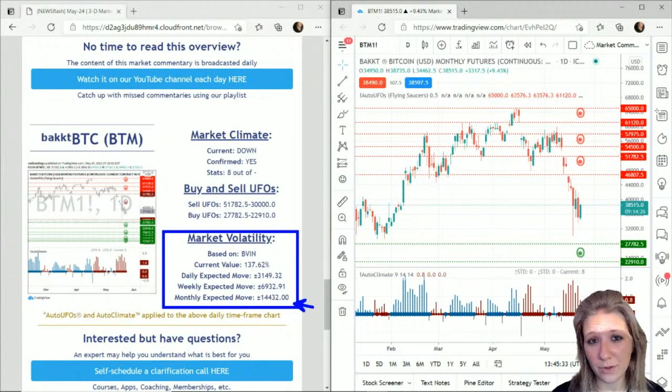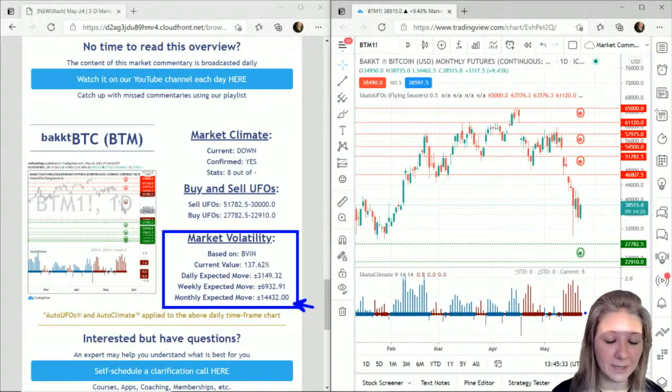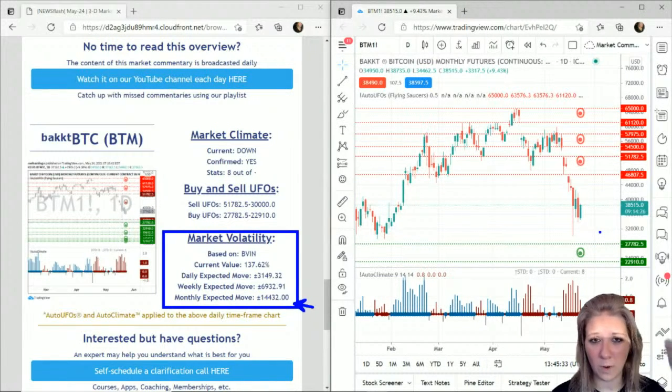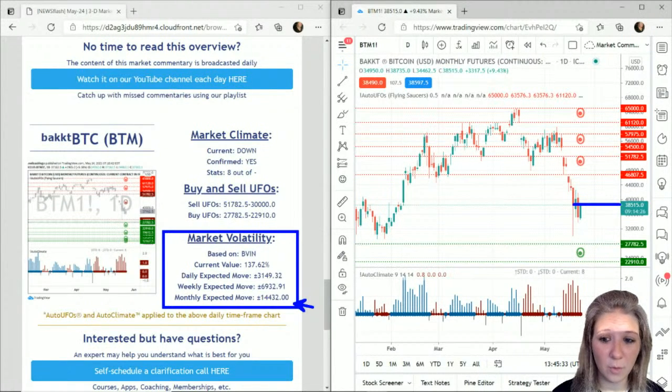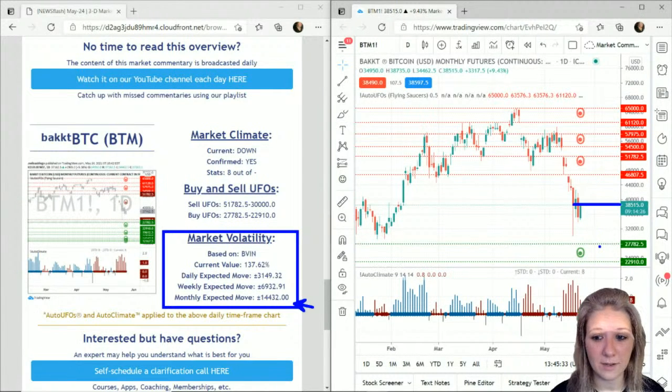That's okay if you're on the right side of it, but if you're on the wrong side of it, that's not okay. At the moment, yes, we've been going down and we have probability there to the downside, but we've got high volatility and quite a distance between our UFOs. At the moment, price is pretty much slap bang in the middle of that. It's got to move quite a bit before it hits something that gives us probability that it's going to move one way or the other.